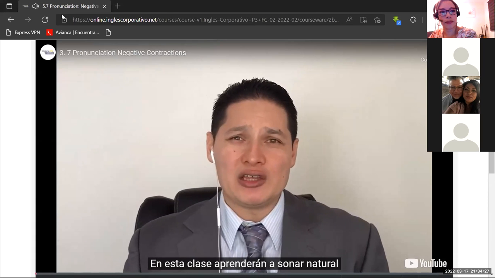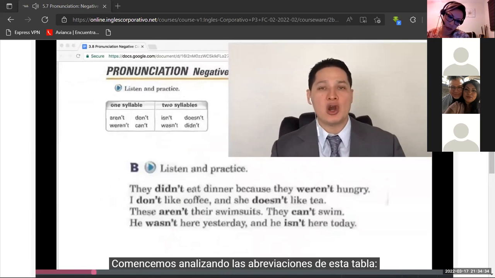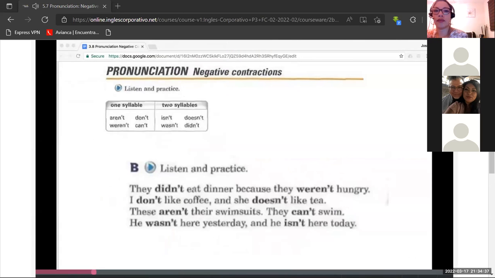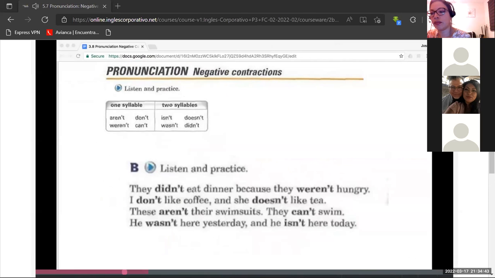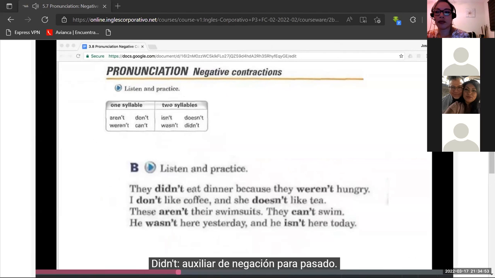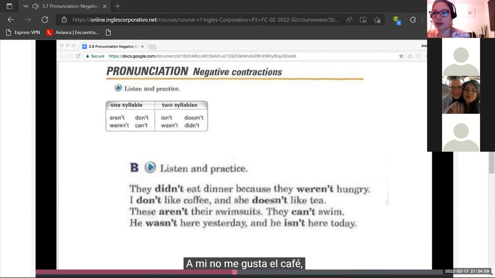Hi everyone, in this class you'll learn to sound natural when expressing contractions. Let's get started by analyzing the contractions on this chart. Aren't, weren't, don't, can't. Two syllables. Isn't, wasn't, doesn't, didn't. They didn't eat dinner because they weren't hungry. I don't like coffee, and she doesn't like tea. These aren't their swimsuits. They can't swim. He wasn't here yesterday, and he isn't here today.